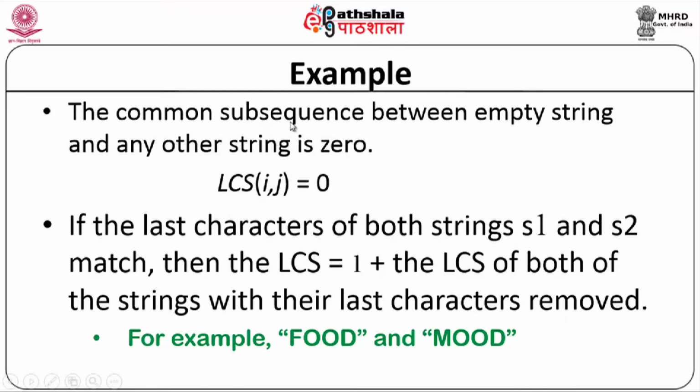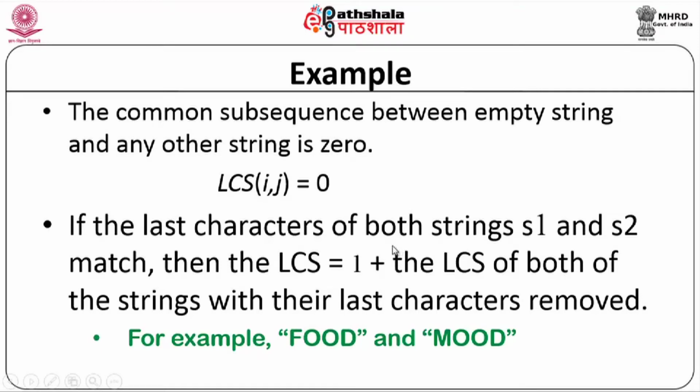The common subsequence between the empty string and any other string is 0, because there is no match at all, because there is no commonality between an empty string and any other string. So, LCS of i comma j is going to be 0 if this involves the matching between an empty string and any other string.